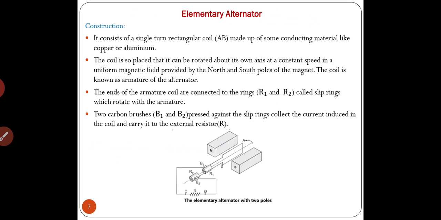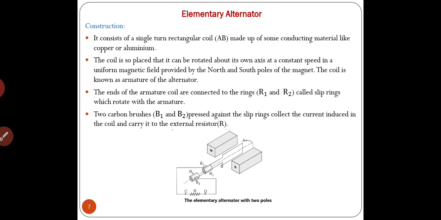There are two magnetic poles, north and south pole, and the coil AB rotates around its own axis in the presence of the magnetic field between the north and south poles. The coil is known as the armature of the alternator.